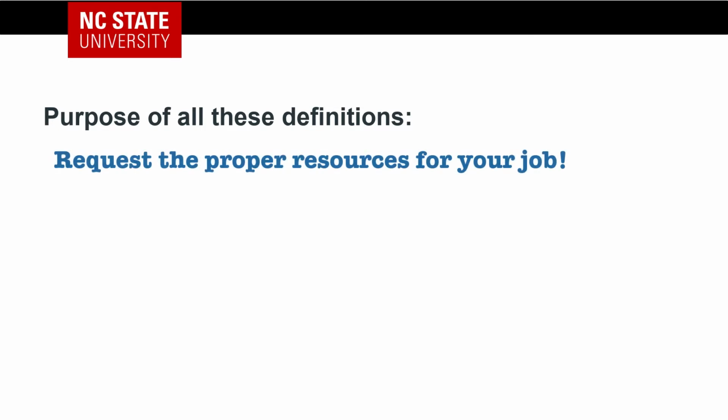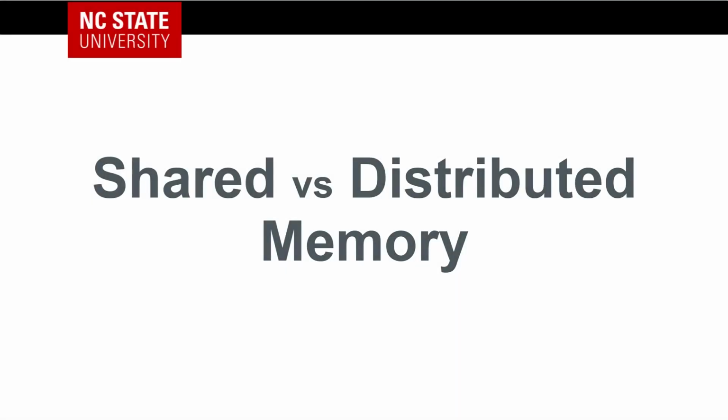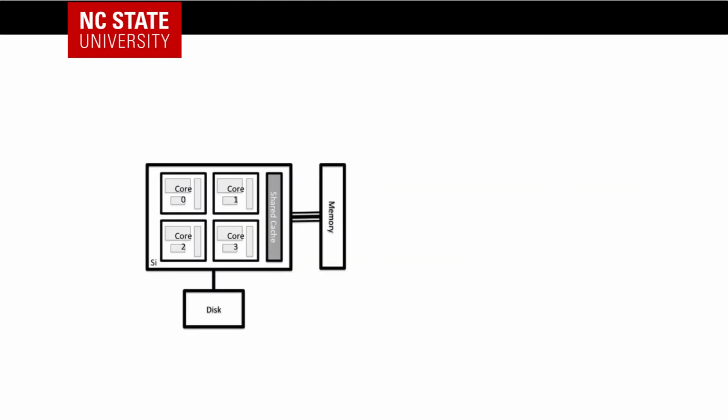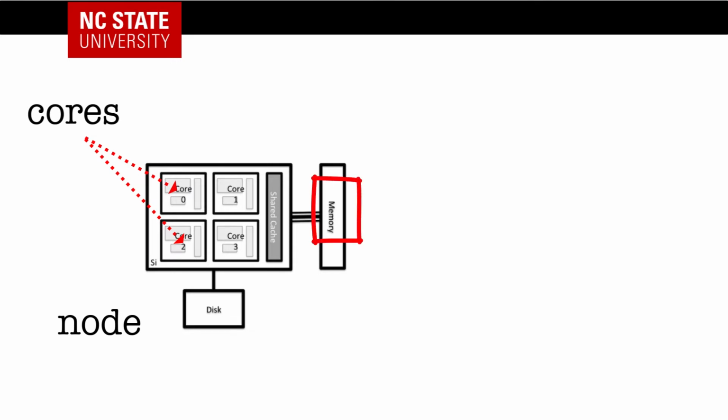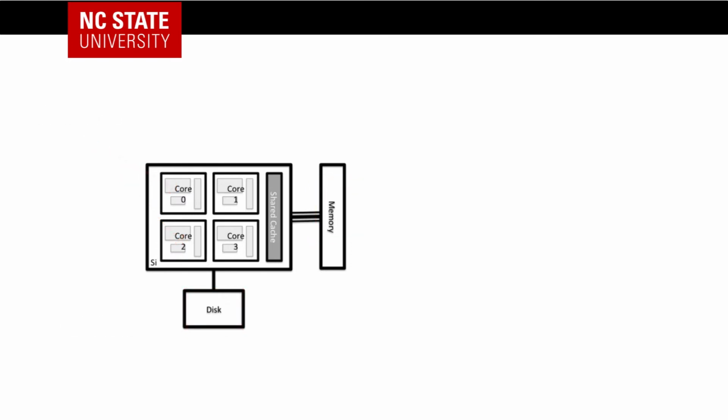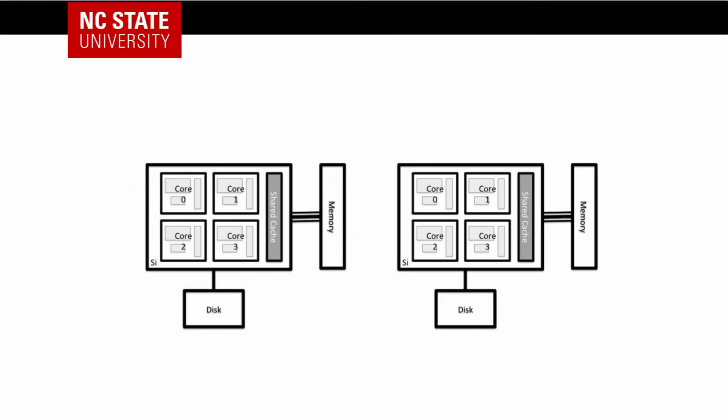At the end of the day, the thing we want you to understand is how to request resources for your job. Here's a diagram of a single node. The node has multiple cores, it has memory that is shared by all the cores, and it has a small amount of disk space. The nodes communicate with each other through a network.